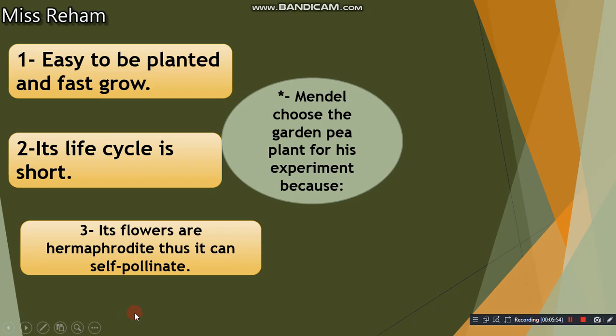Hermaphrodite means the flower that contains male organs and female organs. And we can call this flower a bisexual flower. So this is a hermaphrodite or bisexual flower. A hermaphrodite flower means the flower contains male organs and female organs.